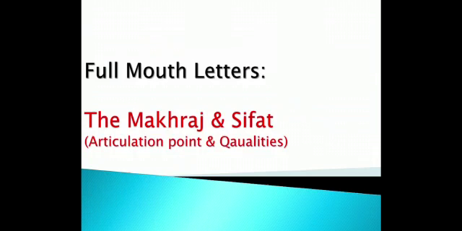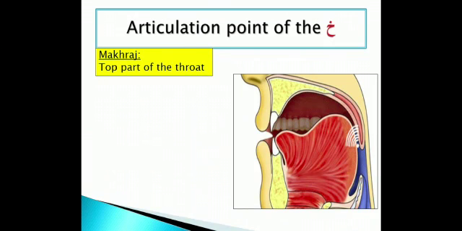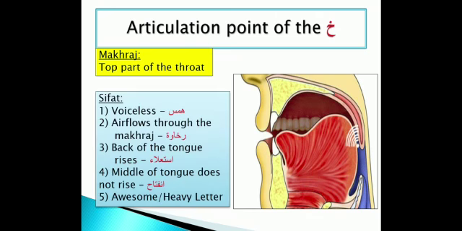The makhraj and sifat of the full mouth letters. Now, the first letter is the letter kha. The articulation point, the makhraj of the letter kha is the top part of the throat. It comes out from the top part of the throat, as you can see in the diagram.